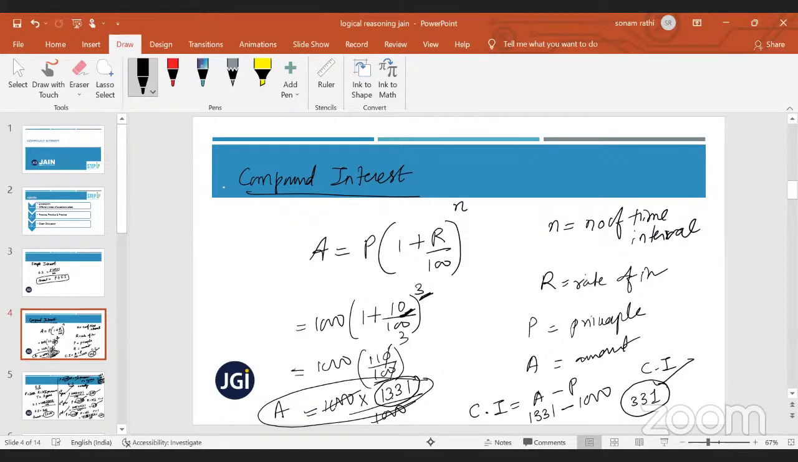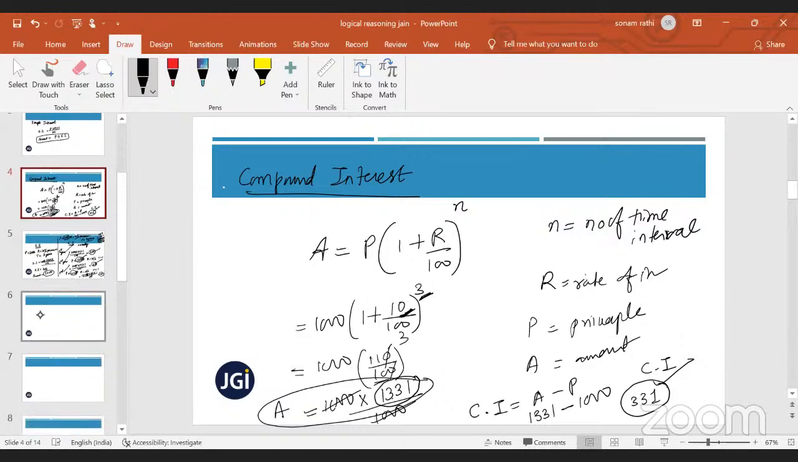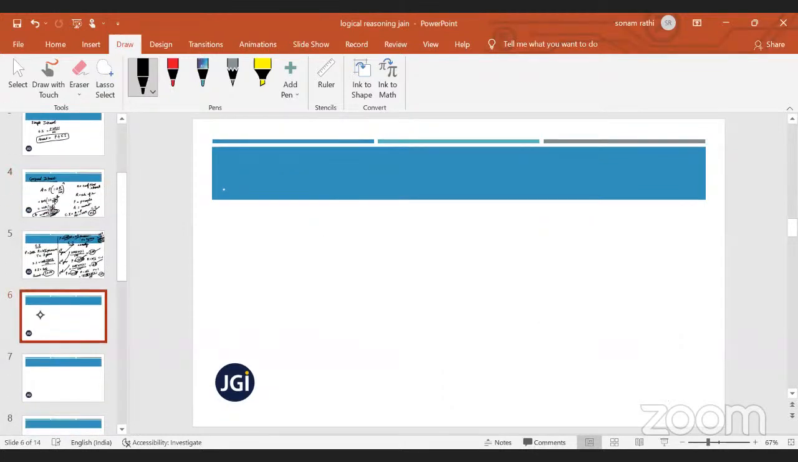Is the formula clear to everyone? How to use this formula? Yes, ma'am. Okay. Now I will give you the difference of using the same kind of formula in different cases. Let's say I give you principal 1000, rate is 10% per annum, and I give you time.